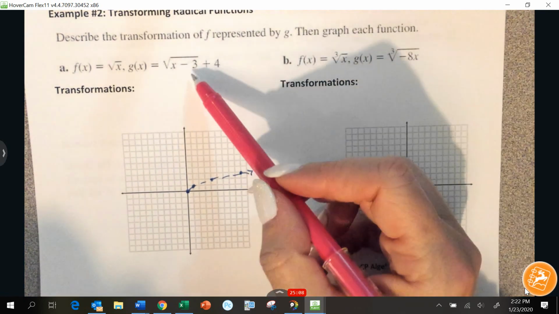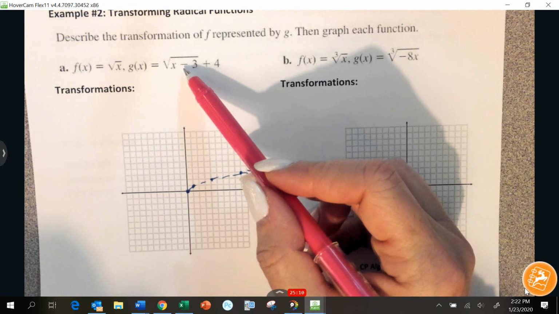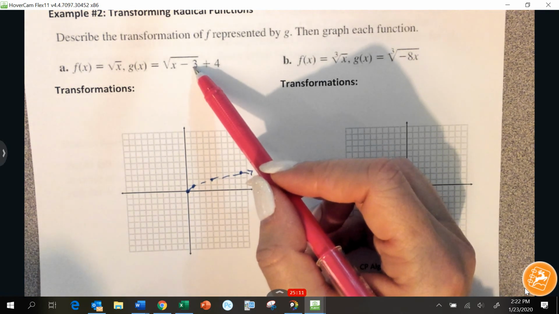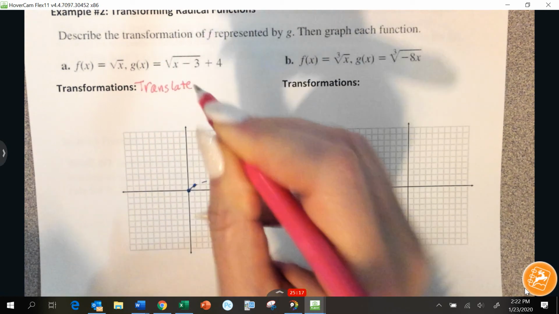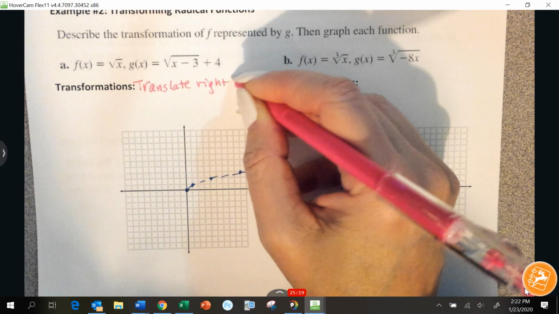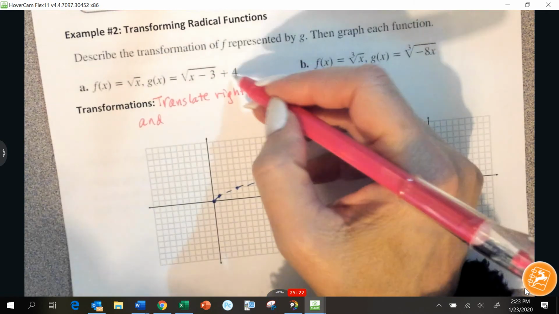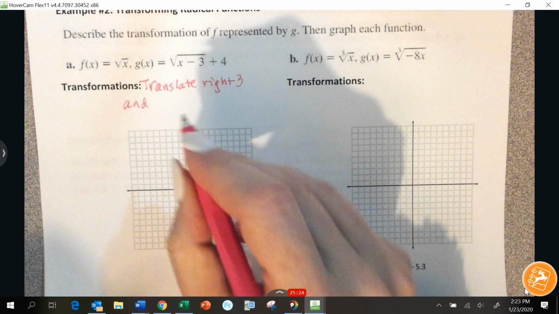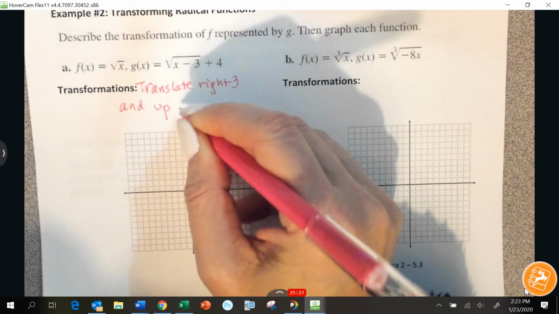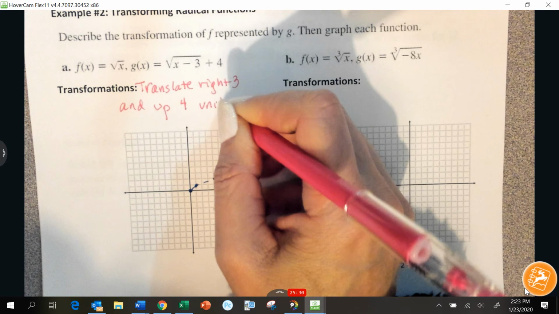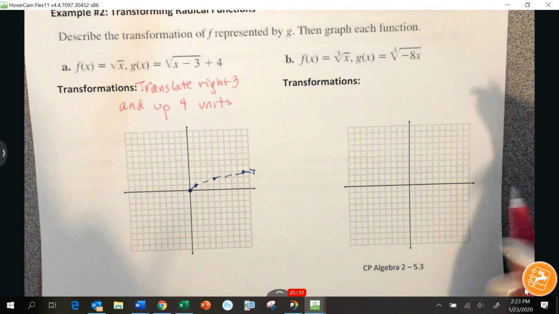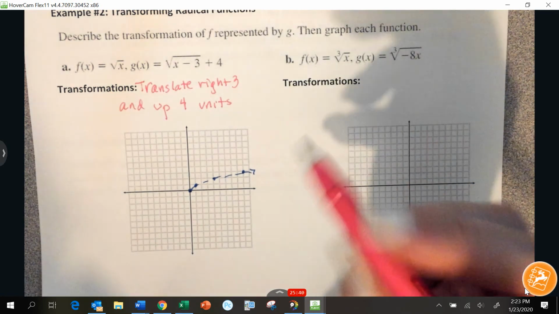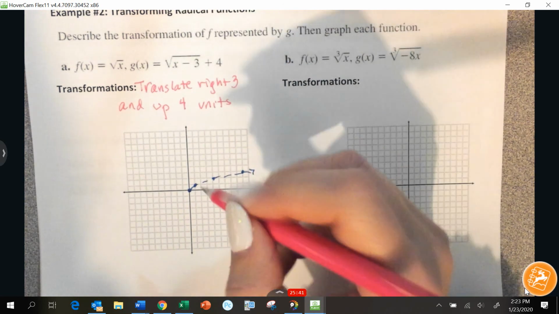Okay. For this one, what translations do we have? What's the minus 3 tell me? It tells me to translate right 3, and what's the plus 4 tell me? Up. Because it's on the outside of the square root, it is the same sign and vertical. So I'm just going to take each of these points and go right 3.